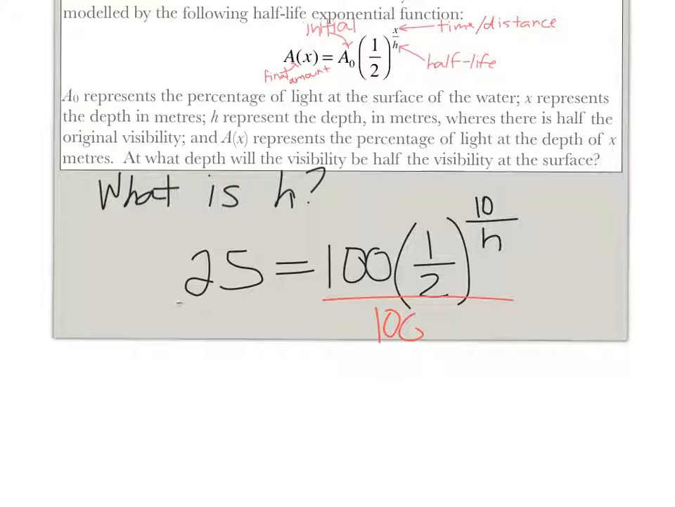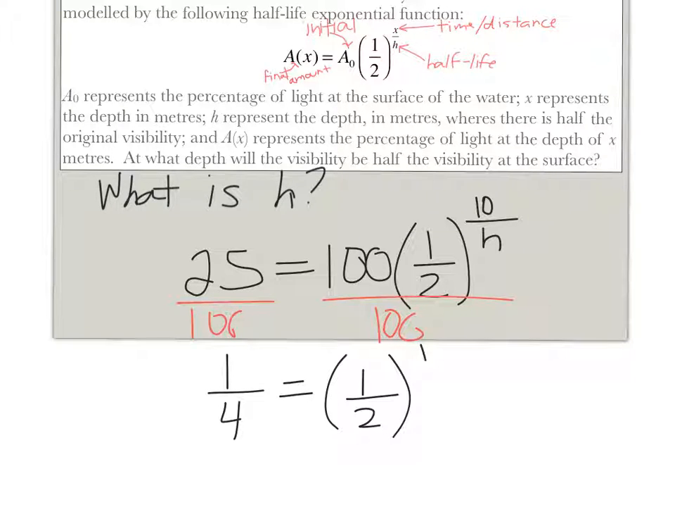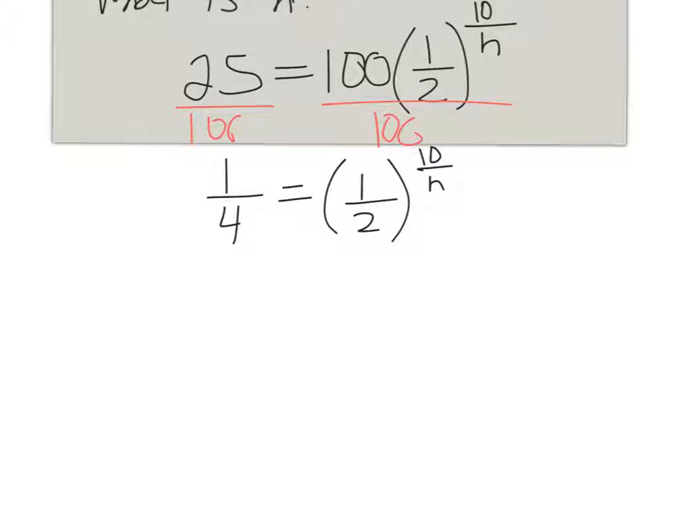If I do that on both sides, I get a quarter is equal to a half to the power of 10 over h. One's a little bit tricky, but there's more than one way to do it. You could think of a quarter as a half squared, because it is. That's what a quarter is. You could also write it as 2 to the power of -2, and then write a half as 2 to the power of -1.